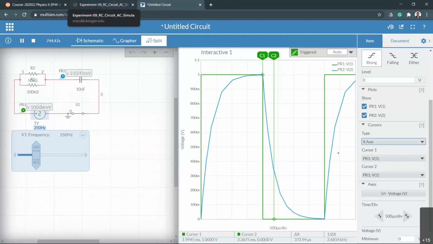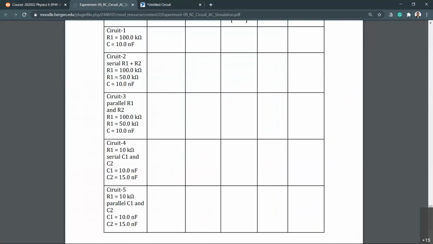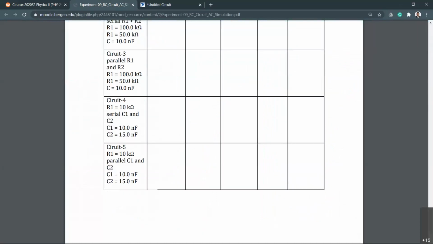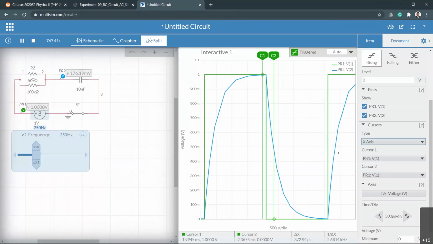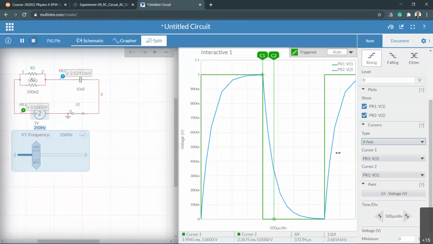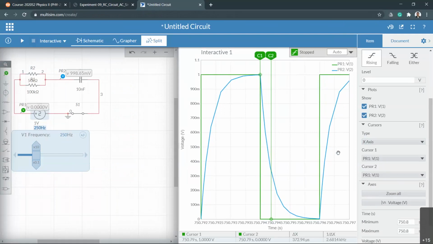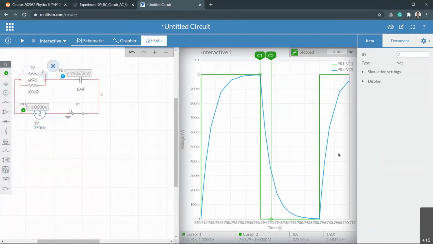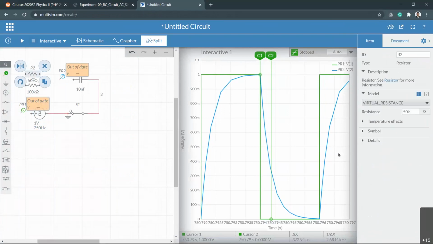All right, so let's start circuit number 4. In circuit number 4, we're going back to one resistor, but we're going to apply two capacitors serially. And then circuit number 5, one resistor, two capacitors in parallel. Let's stop this circuit and get rid of these wire segments we don't need any longer. Also R2 we don't need any longer, we need only this resistor.